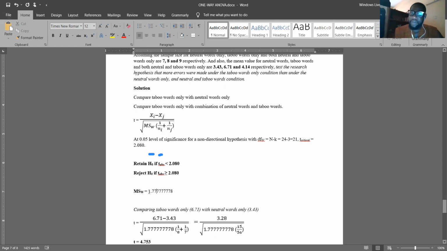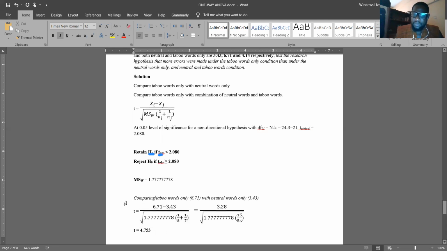Then for us to calculate anything, we need to use this. So first, we are comparing taboo words only and neutral words only. And as I indicated, we are assuming that our mean value was 6.71. We've already calculated it. And our neutral words only, its mean value was 3.43.